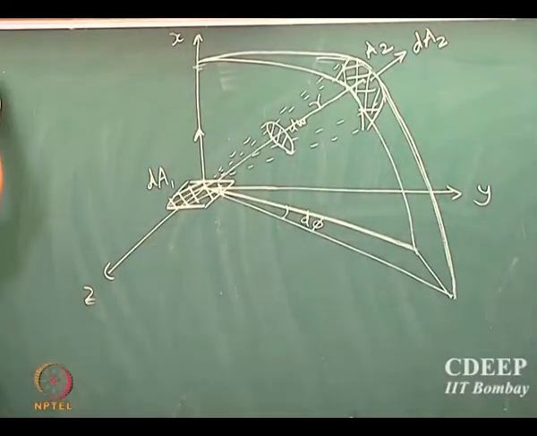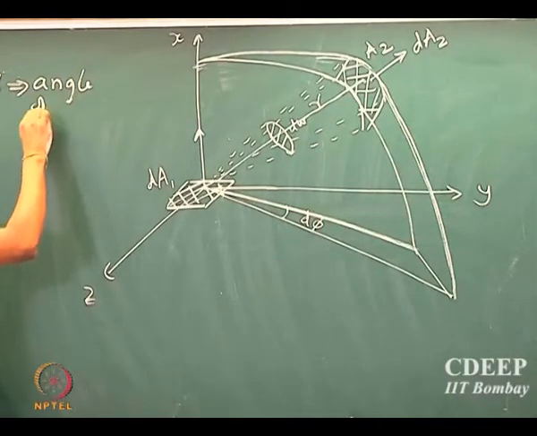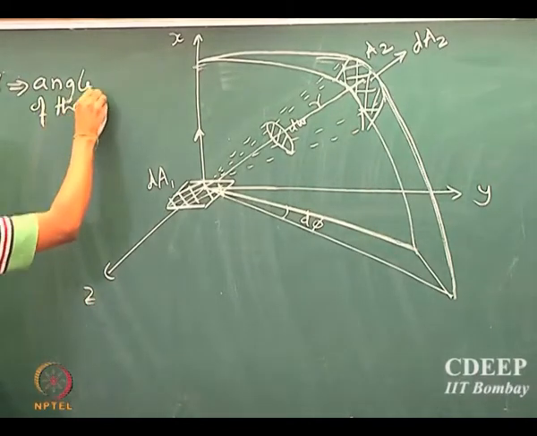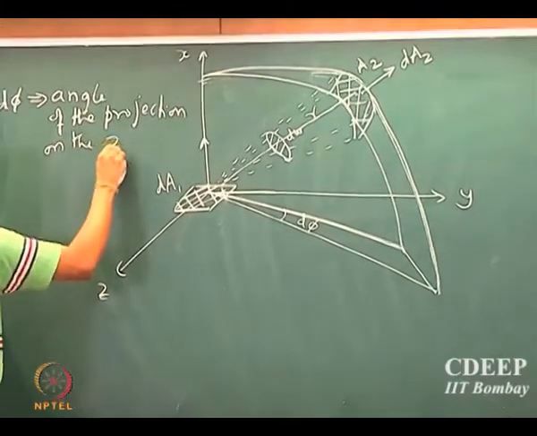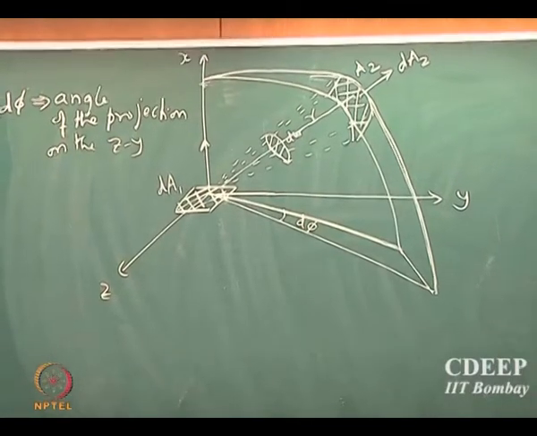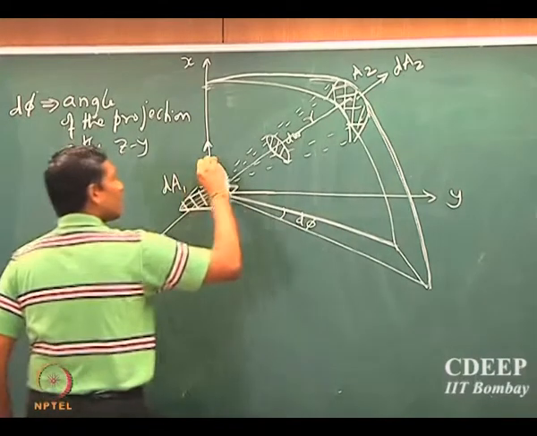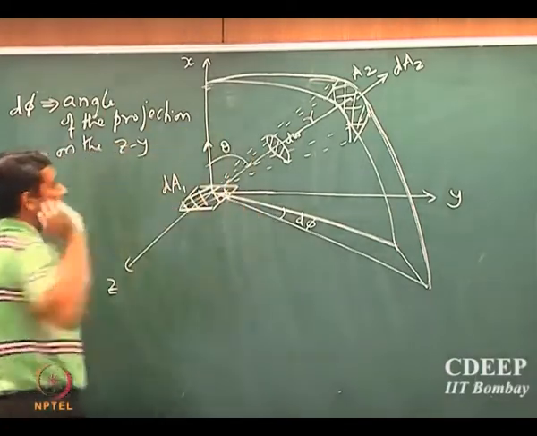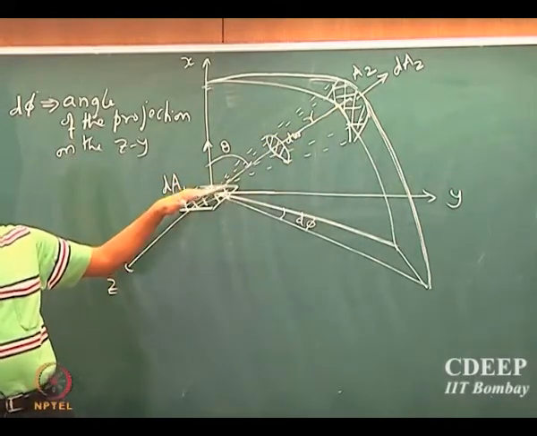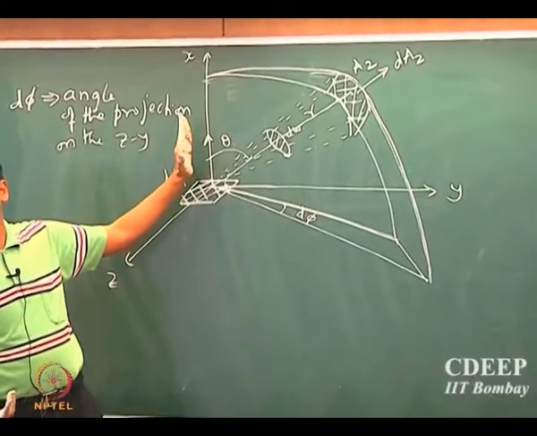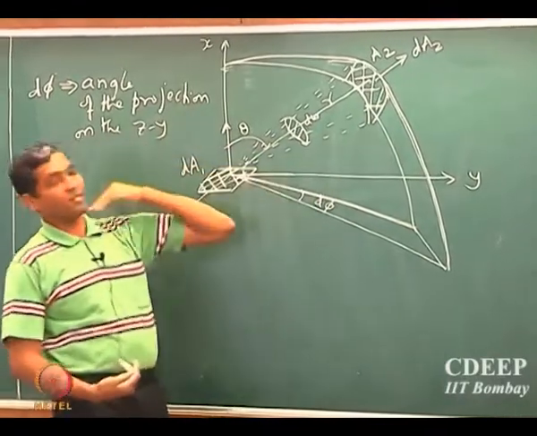So d phi is the angle of the projection on the zy plane, and if I call this angle theta, that's the angle of the line that joins the centers of these two objects with the x-axis. So that's angle theta. I have now clearly defined two coordinate systems. This is my theta and this is my phi.